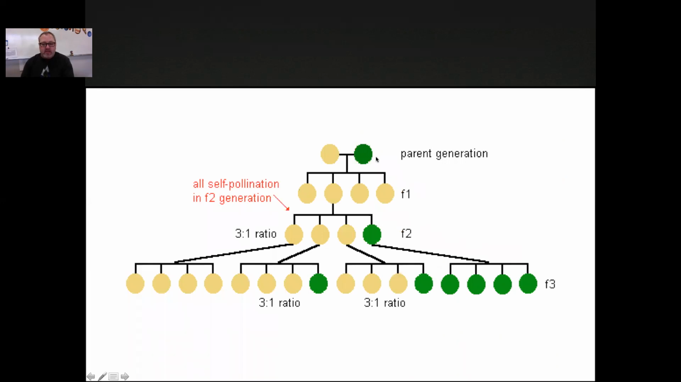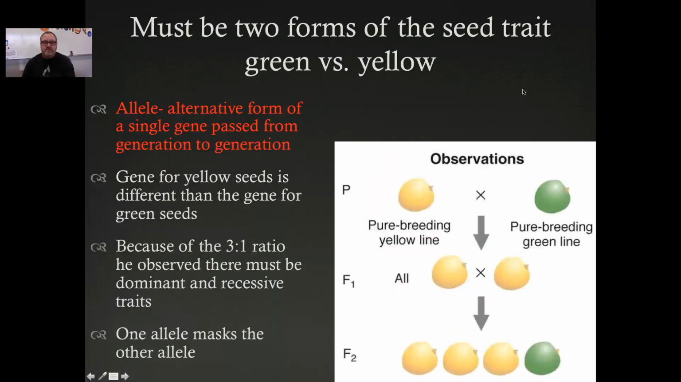Okay. The parental generation, a green and a yellow, all of the offspring are yellow. In the F2 generation, we always get this ratio of 3-to-1. And we'll understand why in just a little bit here. So the fact that he's getting these two different forms, green versus yellow, he starts to realize that there's got to be some alternative form of that gene that's getting passed on from the F1 to the F2 generation. Those little alternative forms are what we call alleles.